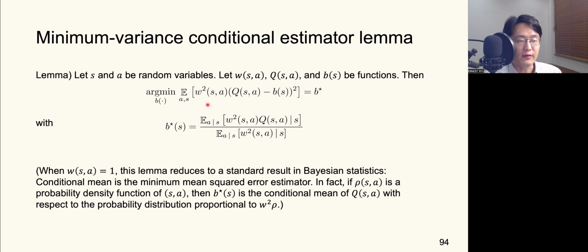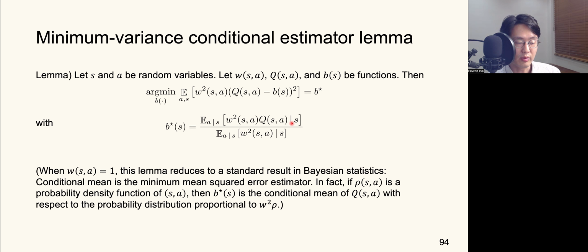Now, it turns out that if you set up this optimization problem where you minimize over all possible functions B, you will get this. And this is defined in terms of the conditional expectations with respect to A conditioned on S. Now, as a special case of this, when W is equal to 1, the denominator just becomes 1, and the numerator just becomes Q, the conditional expectation of Q conditioned on S.